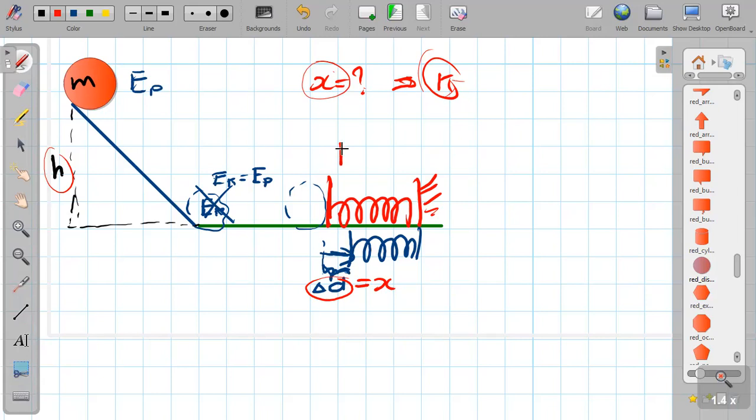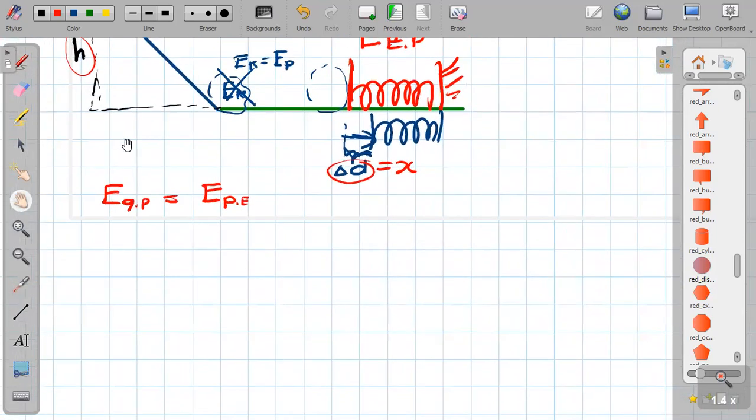This one is the potential energy too. What type of potential energy? Elastic potential, right? Here is the potential, what? Gravitational potential. Got it? So, gravitational potential is equal to elastic potential energy.